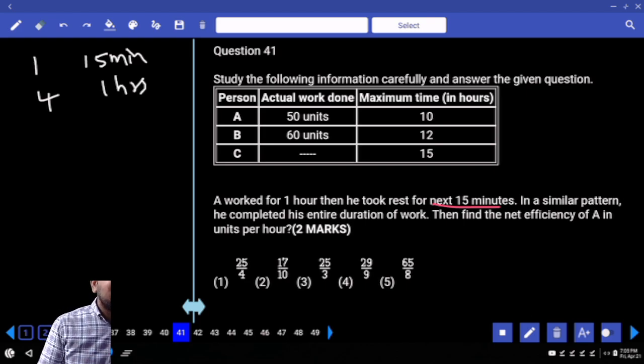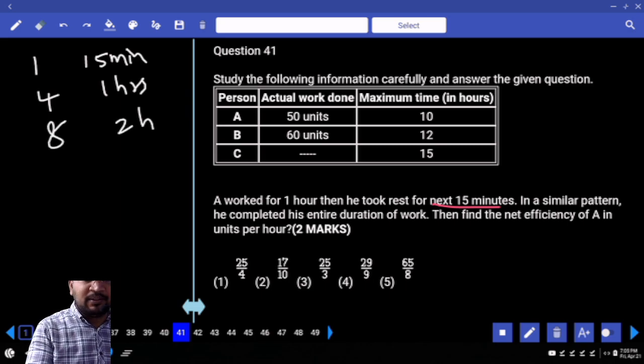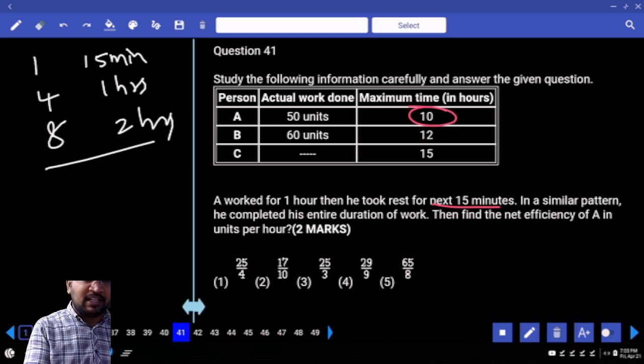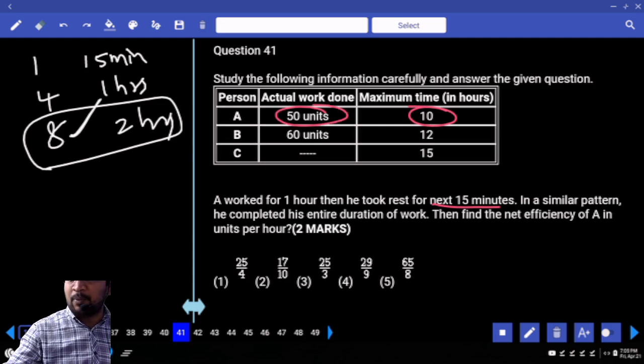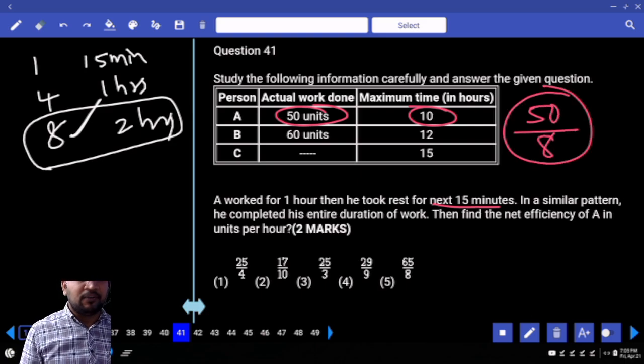All of it clear? 8 hours work is nothing but 2 hours rest. Yet the maximum time is what? Together it is 10 hours only. But in reality they are doing only 8 hours. In 8 hours they are doing how much work? 50. This is net efficiency. 50 by 8 is nothing but 25 by 4. So your answer is 25 by 4.